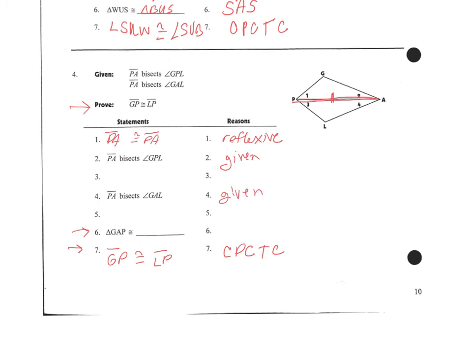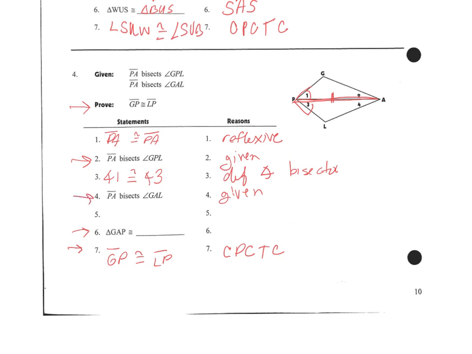blank underneath it. So what that means is that I need to look at this given information in statement 2 that says that segment PA bisects angle GPL. And so what that would tell me is that angle 1 must then be congruent to angle 3, because that's the definition of an angle bisector. Okay, so we have this angle to this angle.